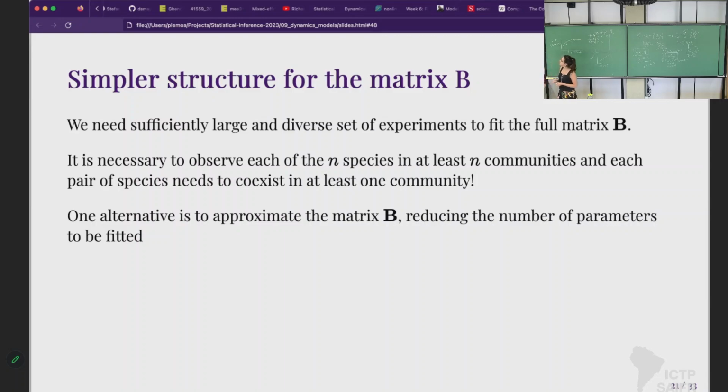So when you say it is necessary to observe each of the N species in at least N communities, and each pair of species needs to coexist in at least one community, you're talking about your observed data? Yes. Okay. Mm, that's hard.